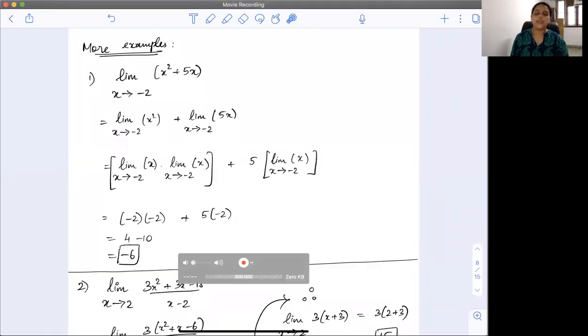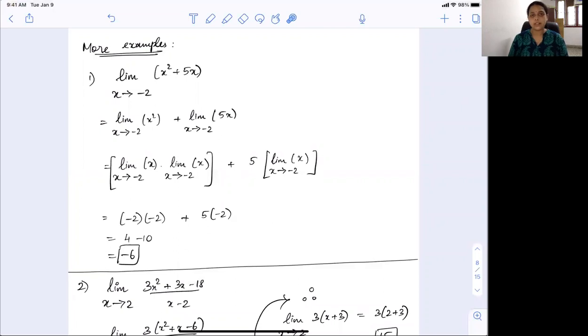So taking off from where we left off in part 1 of limits, let's look at a few examples where we apply the different rules or operations related to limits. In this example, we're asked to find the limiting value of the expression x squared plus 5x as x tends to -2. A straightforward way to solve this would just be to plug in x equal to -2 into this expression and calculate the answer.